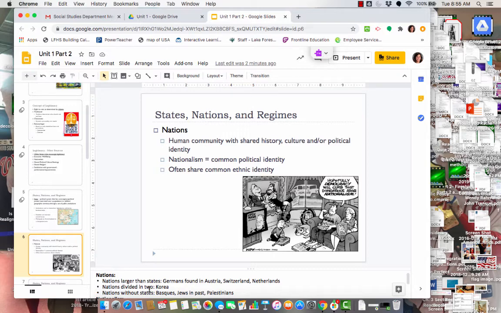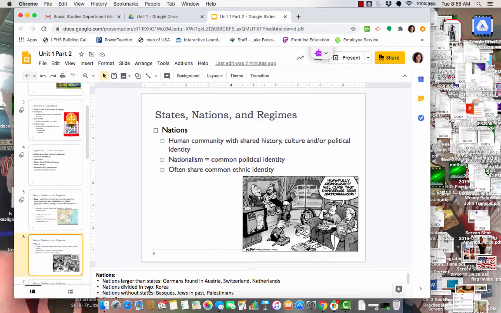Nations can sometimes be larger than states. For instance, Germany is a state, right? But there are Germans in Austria, Switzerland, and the Netherlands. So the German nation extends beyond the state of Germany. There are nations divided into two, right? The Korean people share many similarities, but they're located in two states, North Korea and South Korea.